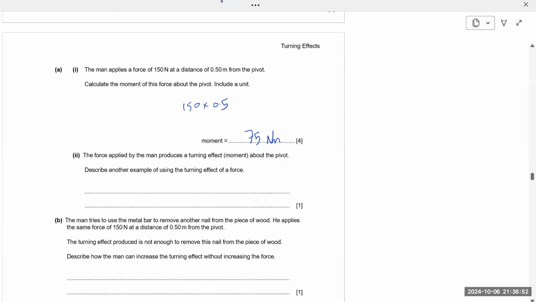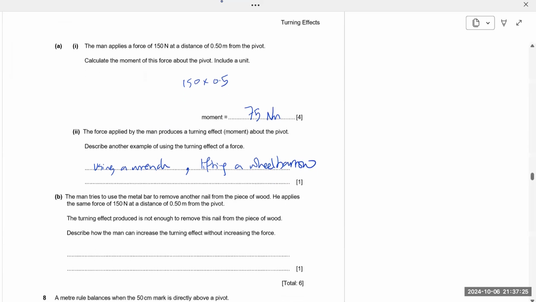Describe another example of using a turning effect of a force. هو مش عايز منك انك تديله example صح وخلاص. اوكي ممكن اقول examples كتيرة قوي. Using a wrench. ماشي. Lifting a wheelbarrow. Cutting with a scissors. Opening a door. أي example. مثلا balancing on a seesaw. أي example من الحاجات دي هتنفع.